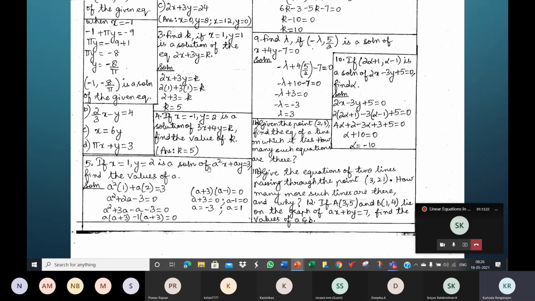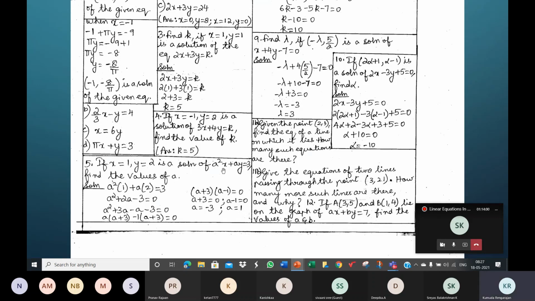The numerical value of the coefficient of x is not known. For x, the coefficient is a square. We don't know the numerical value. For y, its coefficient is a. We do not know the numerical value. So there is some information given. 1, 2 is a solution of this equation. With the help of this information, you can find the values of a and construct the equation. That is, find the coefficients of x and y.